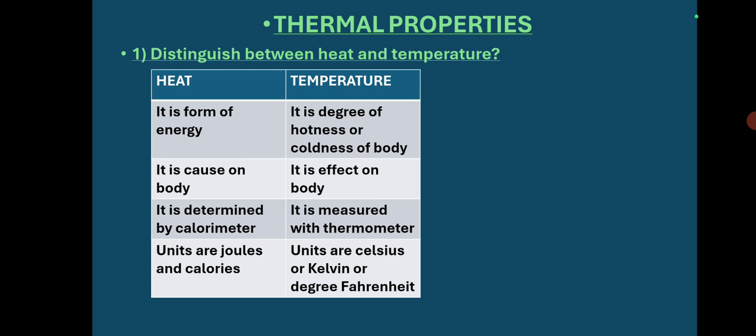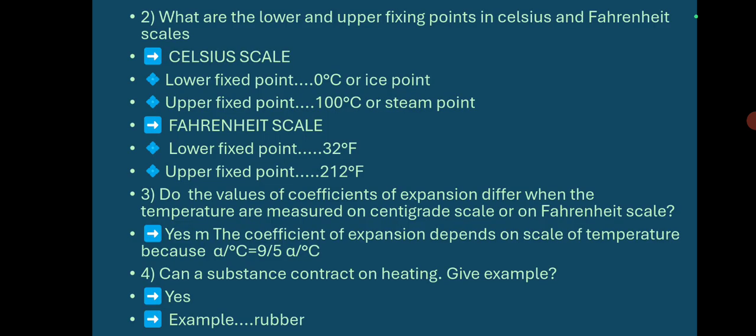Heat is a form of energy. It is a cause on the body. It is determined by a calorimeter. Units are joules and calories. Temperature is the degree of hotness or coldness of a body. It is an effect on the body. It is measured by a thermometer. Units are Celsius or Kelvin or degree Fahrenheit.